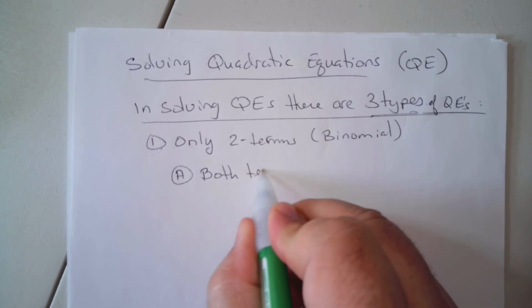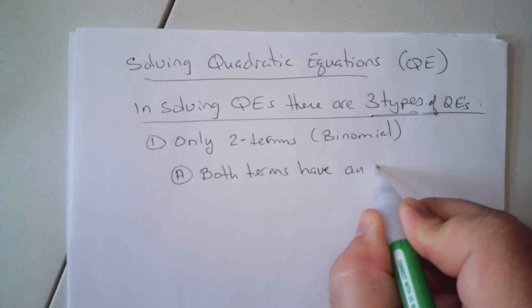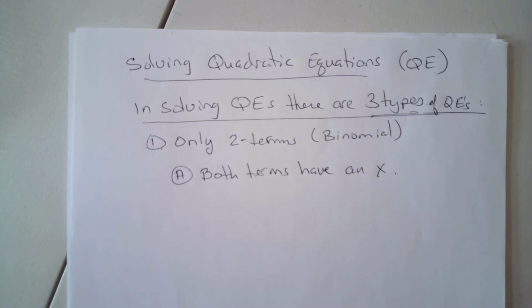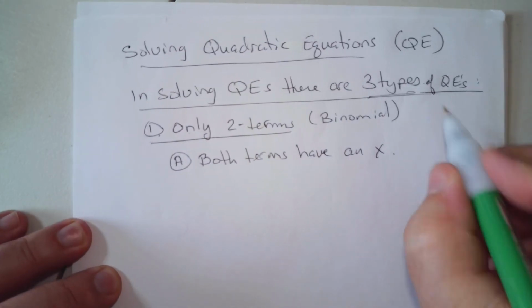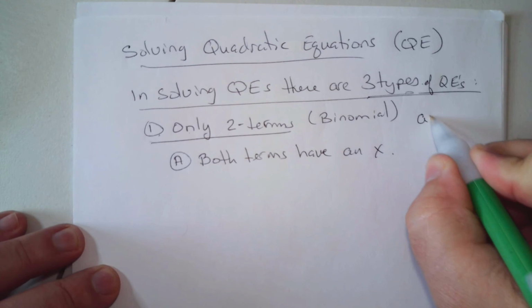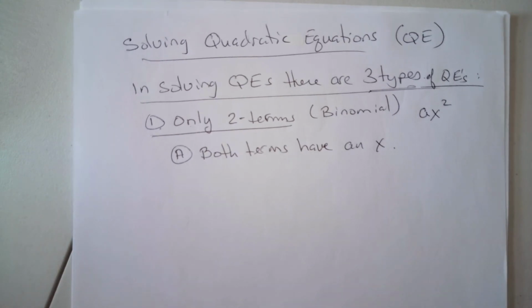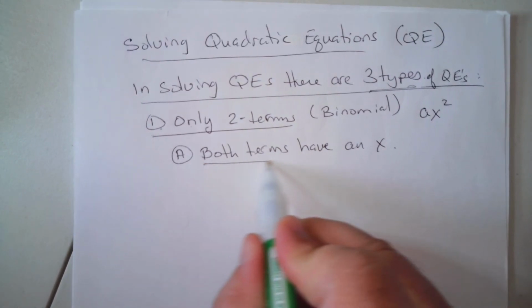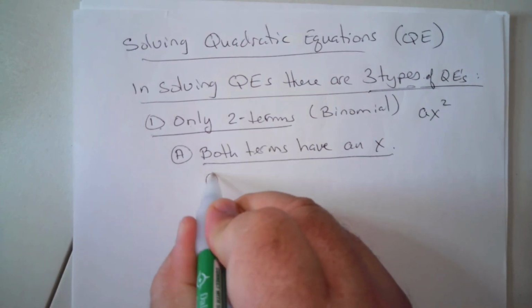If both terms have an x, of course, in all of these examples I'm going to give you here, since we're talking about quadratics, one of the terms has to be ax squared. So, if both terms have x, this is how you solve them. These are your steps.